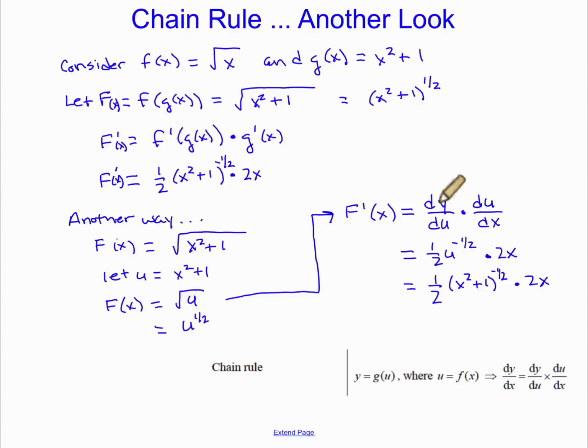Now, do you have to think of it like this every single time? No, but it is the formal definition, and it is what drives the engine of implicit differentiation. And it's summed up here. Dy dx equals dy du times du dx, if we let y equal the inside function, and u equals f of x, the outside function.